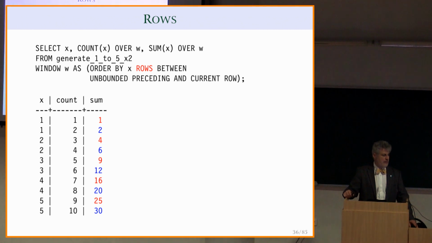This is 1. This is 2 because it's 1 plus 1. This is 2 plus 1 plus 1, it's 4. This is another 2, it's 6, right? So as soon as we went into rows mode, we lost the peers capability and we switched to being literal current row for this query. Okay?